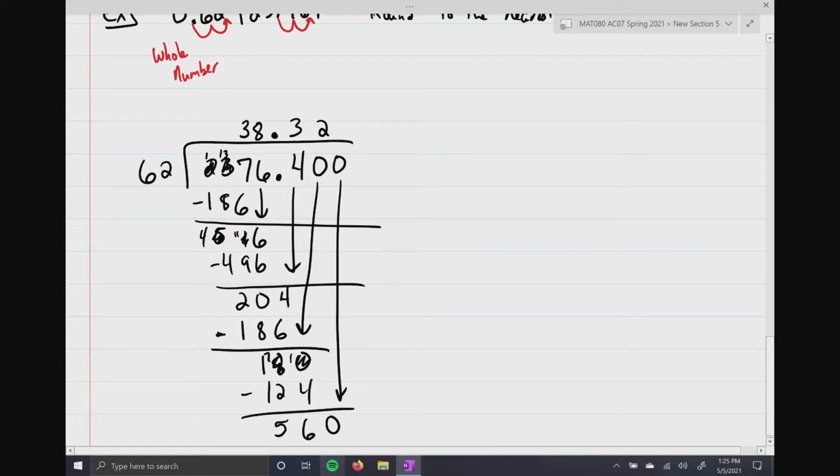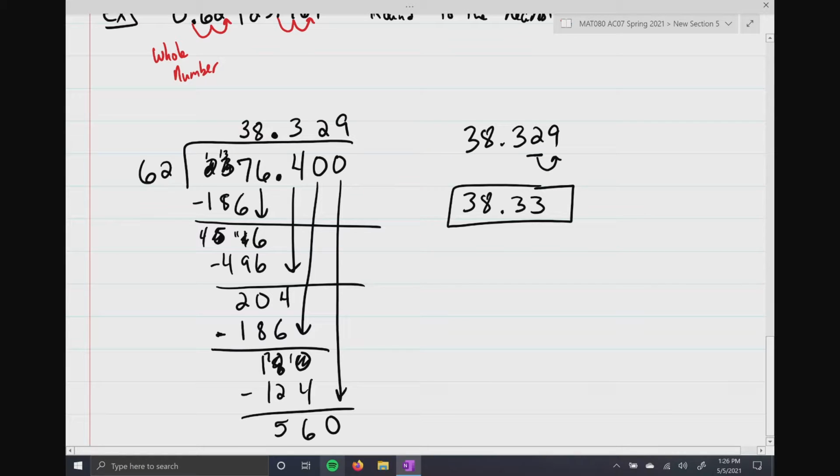62 goes into 560 9 times. Now, I can stop here. I don't have to worry about what's 9 times 62. I got my 2 additional places. So I'm just going to write the solution. Underline the hundredths position and look to the right. I'm going to increase the number 2 by 1 because the number to the right of the underlined place value is 5 or greater. All right. So we get a final result of 38 and 33 hundredths.